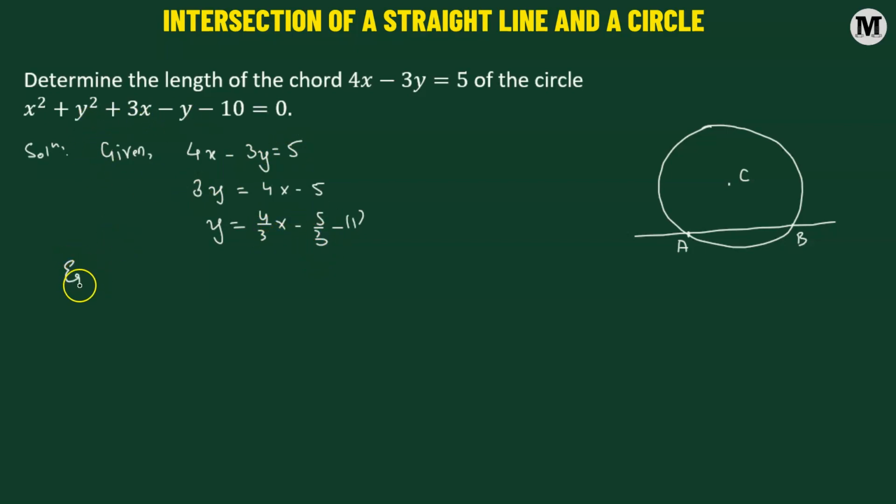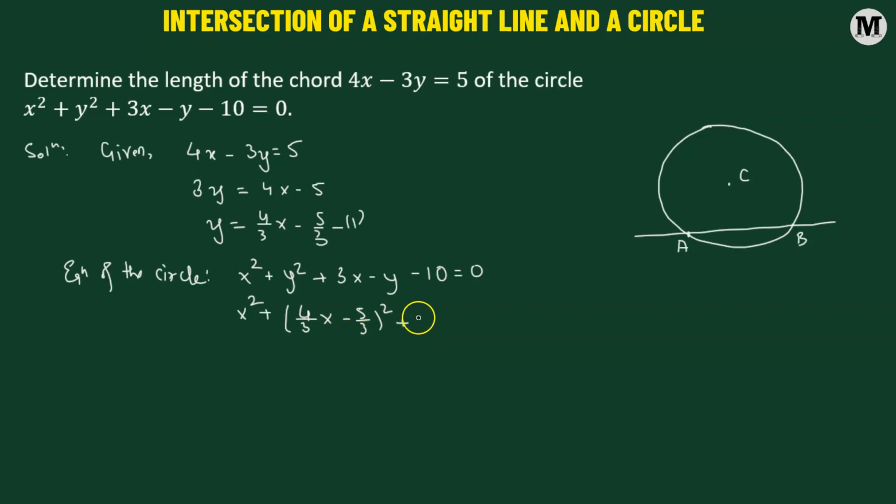So the equation of the circle that's given to us is x squared plus y squared plus 3x minus y minus 10 equals 0. We have x squared plus y squared, but in place of y, we'll replace it with 4/3 of x minus 5/3 whole squared, plus 3x minus y will become 4/3 of x minus 5/3, minus 10 equals 0. Now when we simplify this, we're going to get a quadratic equation: x squared minus x minus 2 equals 0.